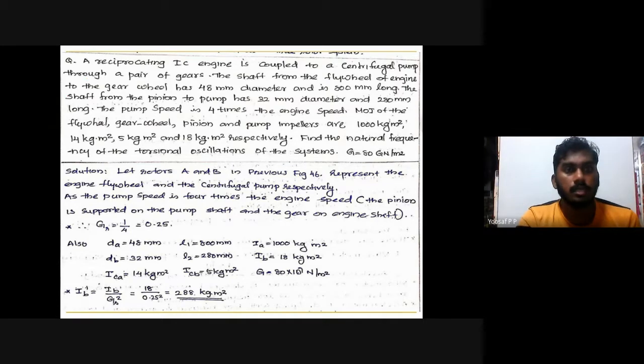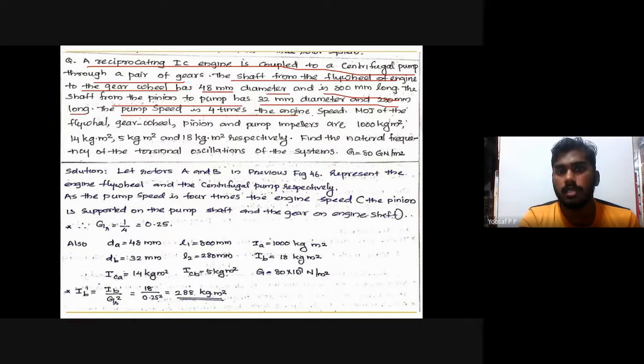See the question. A reciprocating IC engine is coupled to a centrifugal pump through a pair of gears. The shaft from the flywheel and the engine to the gear wheel has 48 mm diameter and 800 mm length, and the shaft from the pinion to the pump has 32 mm diameter and 280 mm length. The pump speed is 4 times the engine speed.